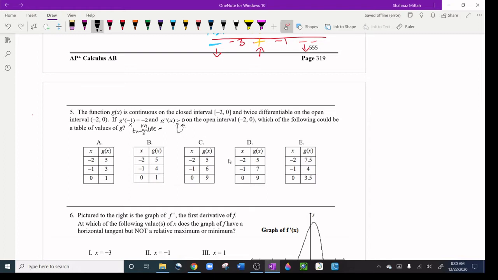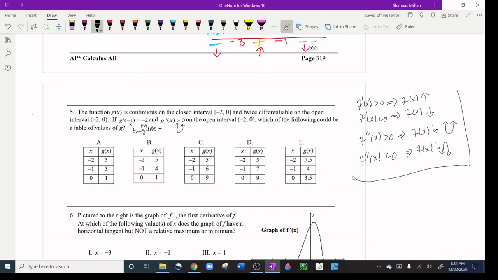So the easy way to do these questions, these are original functions, and we already know that, and I keep repeating this, so please memorize that. F prime x is greater than 0, it means f of x is increasing. F prime x is less than 0, then it means f of x is decreasing. If f double prime x is greater than 0, then it means f of x is concave up. If f double prime x is less than 0, then we're going to say f of x is concave down. So these are the few things that you guys should memorize.